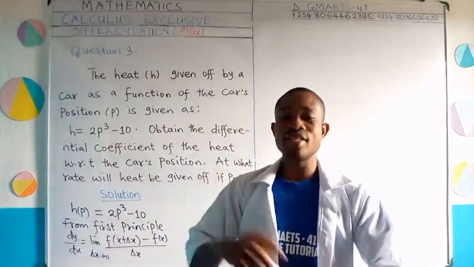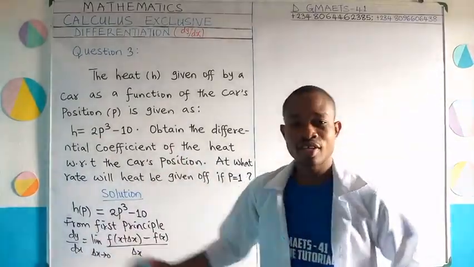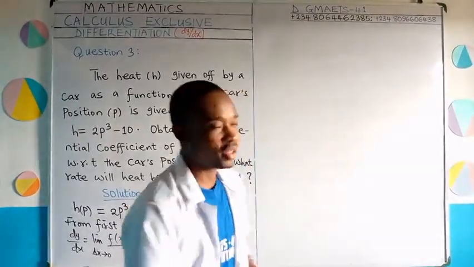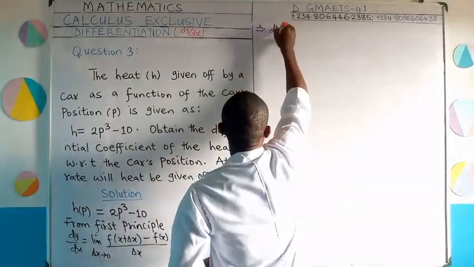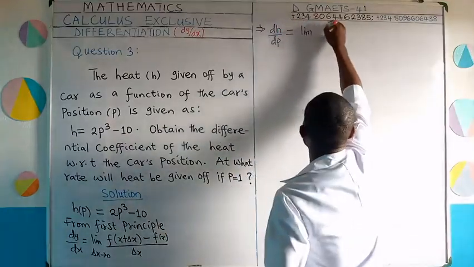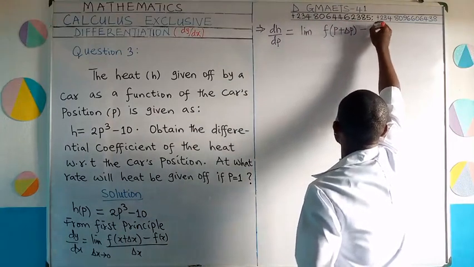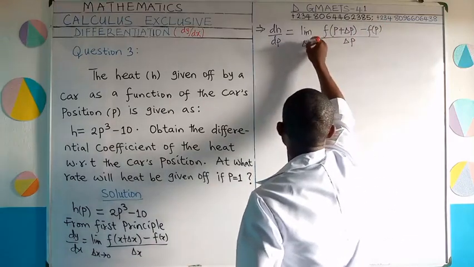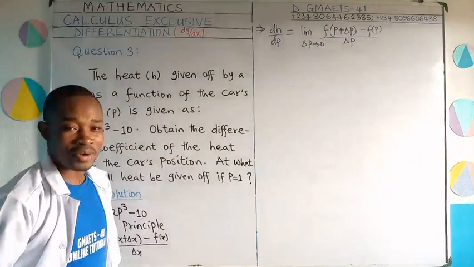And so we're going to rewrite this formula now in terms of h and p. So of course, you know that here h now represents y. So it's going to be dh, and then x is our p in this case, dh/dp. It implies that dh/dp will be equal to the limit of f of p plus delta p, minus f of p, divided by delta p as delta p tends to 0. This is going to be the first principle formula using the variables given to us in this question.